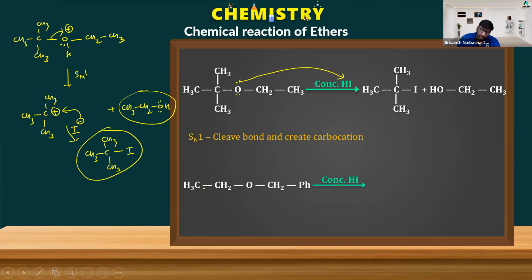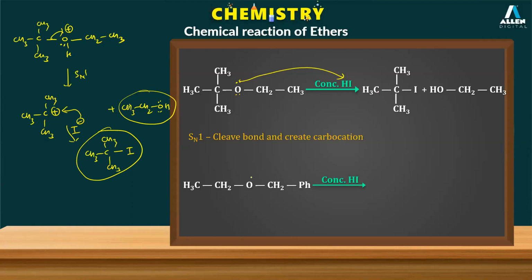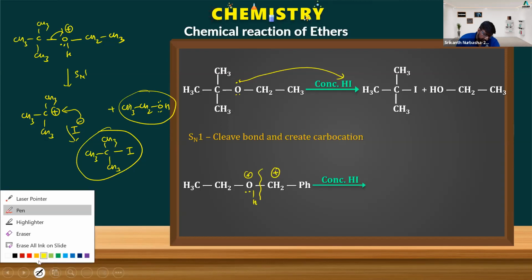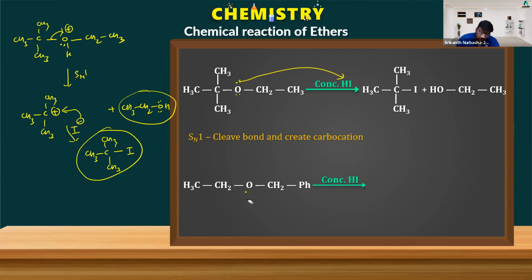In this case, what am I going to generate, students? SN1 or SN2? SN1, because I have a lone pair of electrons on oxygen and a positive charge on the OH bond. If I cleave this bond, I will generate a positive charge here, which is benzylic. Whenever I am generating a benzylic carbocation, I have to proceed with SN1 only. So I will generate PhCH2I plus CH3CH2OH.